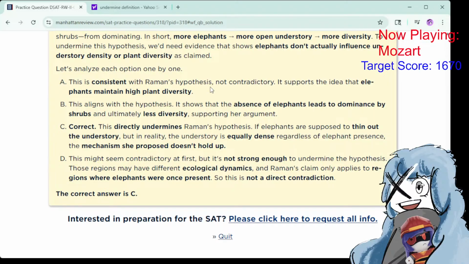This is consistent with Raymond's hypothesis but not contradictory. It supports the idea that elephants remain high. This might seem contradictory at first, but it's not strong enough to undermine the hypothesis. Though regions may have different ecological dynamics, Raymond's claim only applies to regions where elephants were once present, so this is not a direct contradiction.